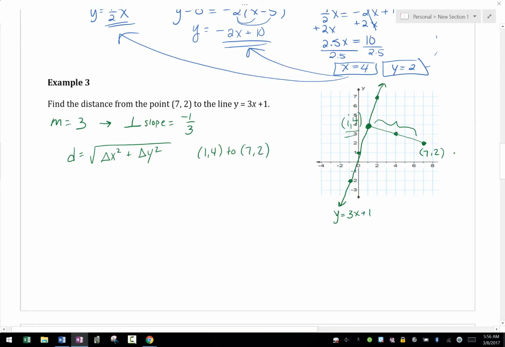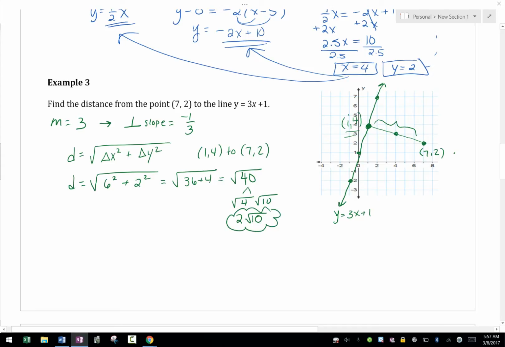and 7, 2. So my delta x is 1 to 7, which is 6. And my delta y is 4 to 2, which is 2. And that's going to be 36 and 4, which makes the square root of 40. Now, I didn't tell you what form to leave it in, but let's just do simplest radical form to remind ourselves how that works. So 40 is really 4 times 10, and the square root of 4 is 2. So our final answer is 2 root 10.